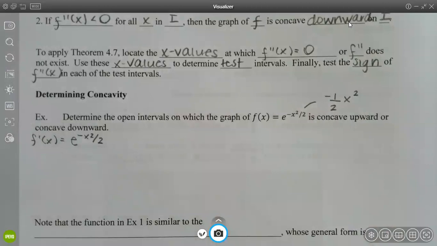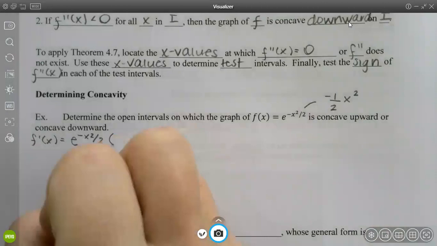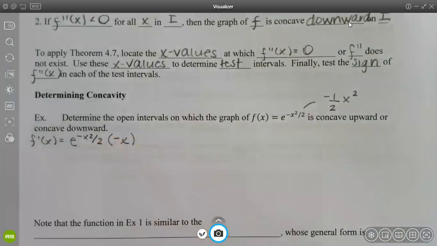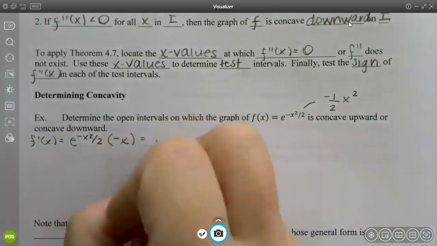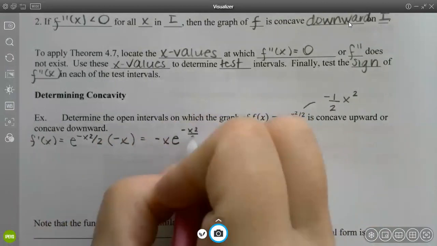All right, so what's the derivative of negative 1/2 x squared? Just negative x. So then your first derivative is negative x e to the negative x squared over 2.